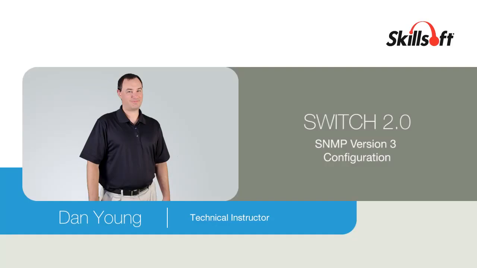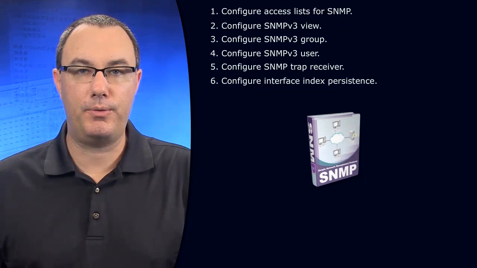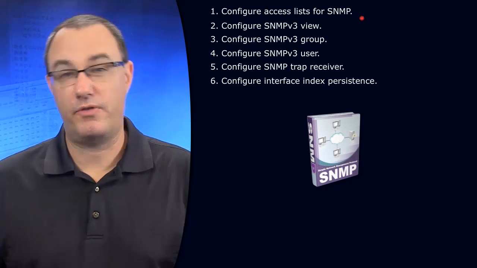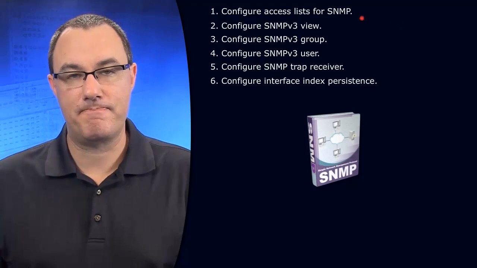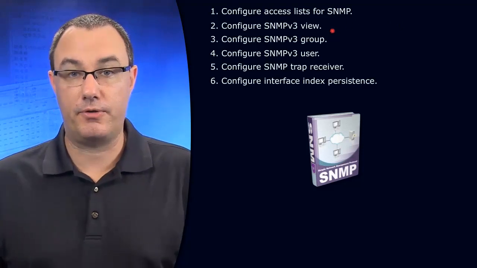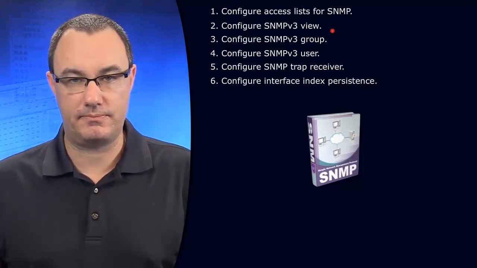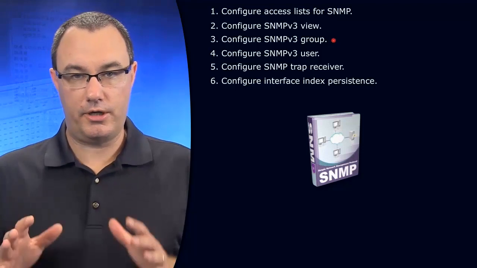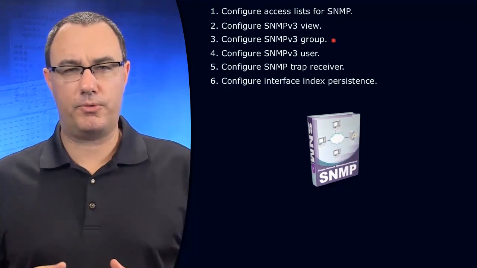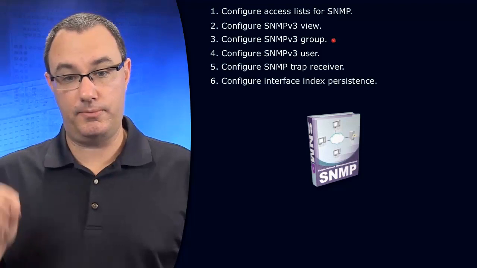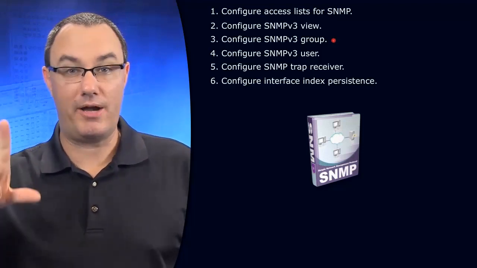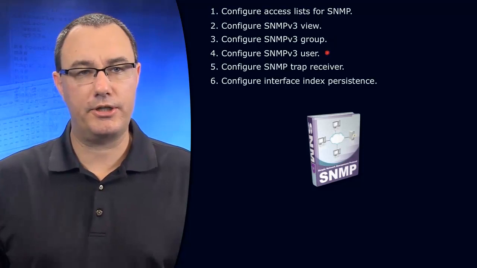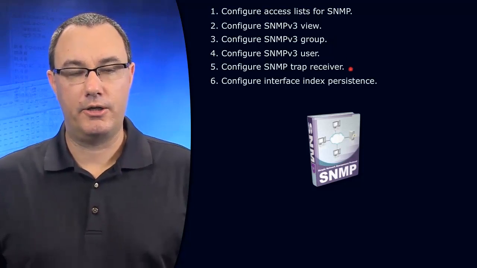Let's see how we configure SNMP v3. We've got a step-by-step: configure your access list to constrain who can talk to your device, configure a view, which is a set of permissions, create a group, and that group is going to define how you communicate. Is it going to have data authenticity, data privacy? Assign users to those groups.